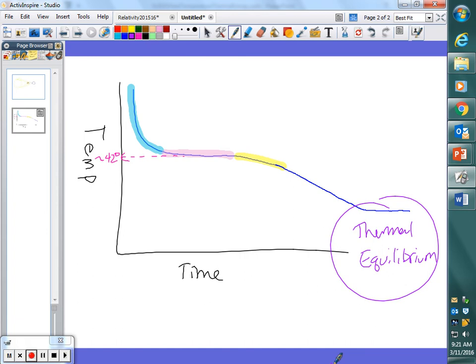What does the temperature tell us about a substance? The kinetic energy of the particles that make it up, right? Or how fast they're moving. So as we track this temperature curve, right? Particles slow down, slow down, slow down.